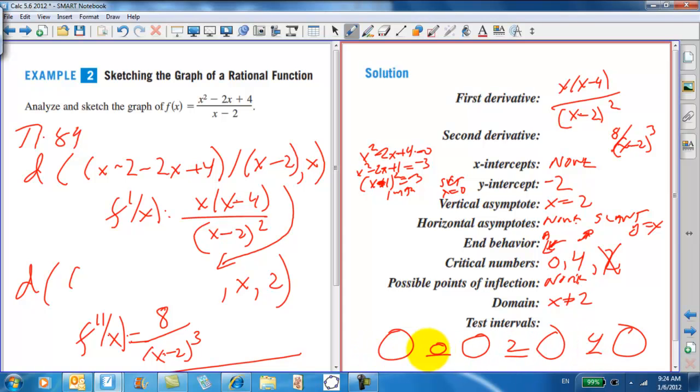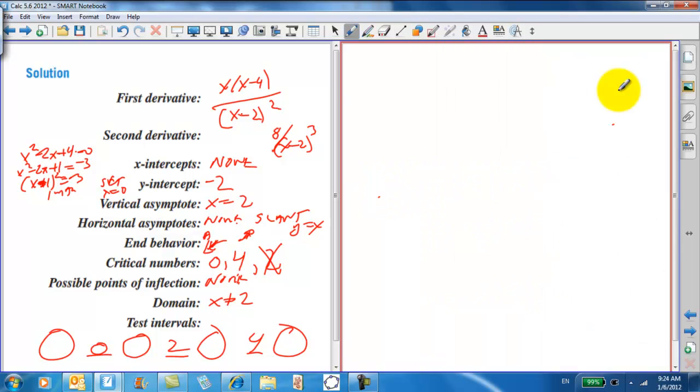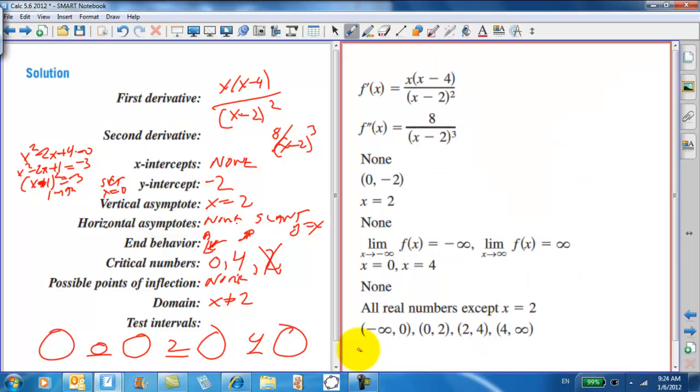So the stuff to the left of 0, between 0 and 2, between 2 and 4, and beyond 4. Let's see how we did. All right, I want to look at this and delete this page. And our derivatives are all set here.